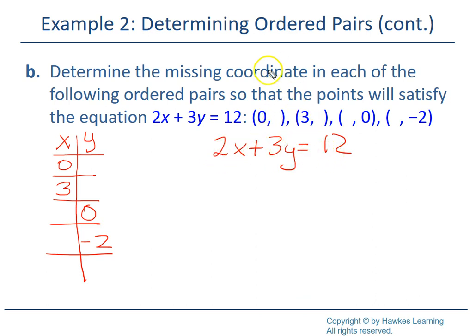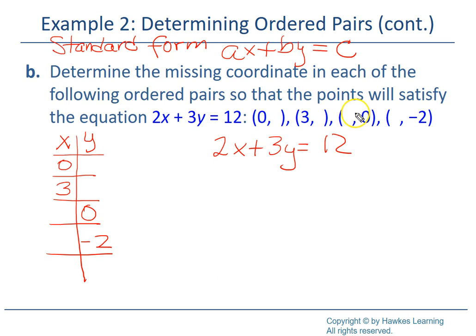I'd like you to write this in your notes too. That when it's in this form, ax plus by equals c, this is what we call standard form. Let me write it over here. Of the linear equation in two variables. So this is standard form, and this equation then is in standard form.